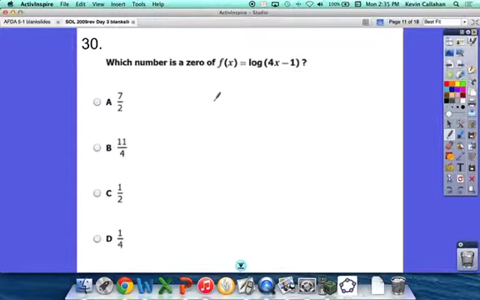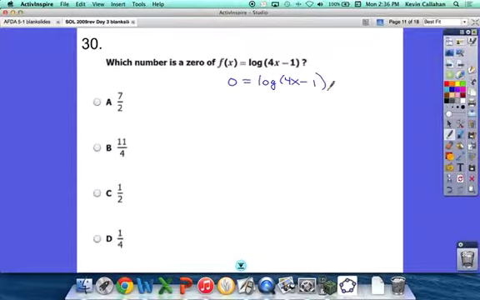Makes f of x equal 0, makes the y equal 0. So it's the x value that will make this equal to 0. Okay, well, how could you tell? I mean, you could plug in, I guess. You could just plug in 7 halves. 4 times 7 halves would be 28 halves. That would be 14. The log of 13 equals 0. You could put it in the calculator. It doesn't work. I mean, you could do it that way.